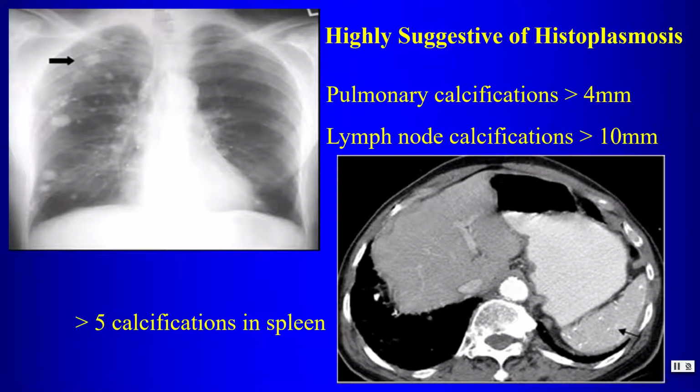Now, what might be highly suggestive of histoplasmosis is pulmonary calcifications greater than 4 millimeters in diameter or lymph node calcification greater than 10 millimeters in diameter, combined with greater than 5 calcifications in the spleen. So histoplasmosis can also give you calcified granulomas within the spleen.